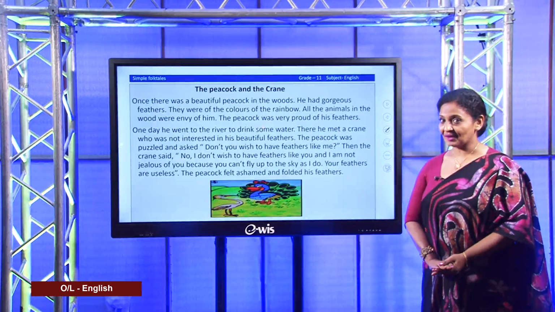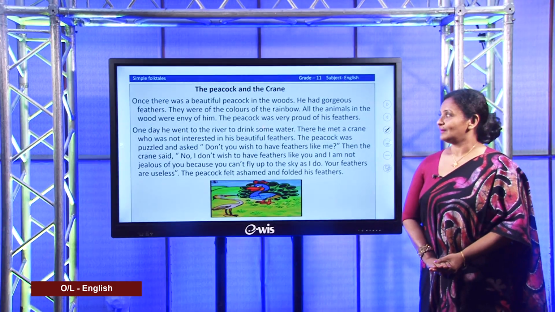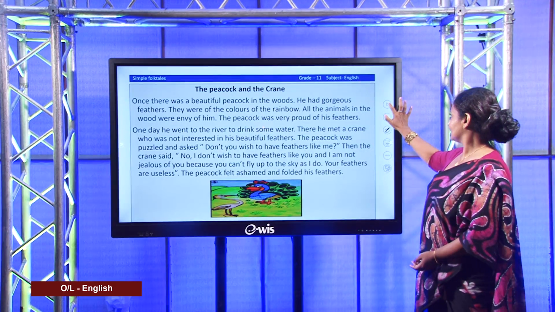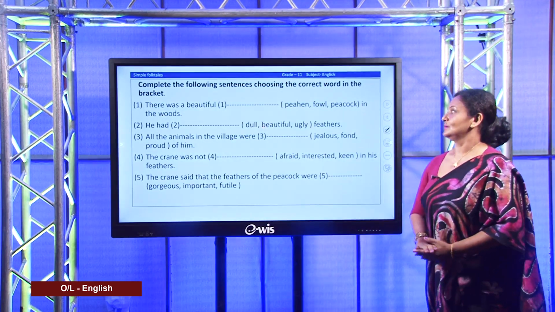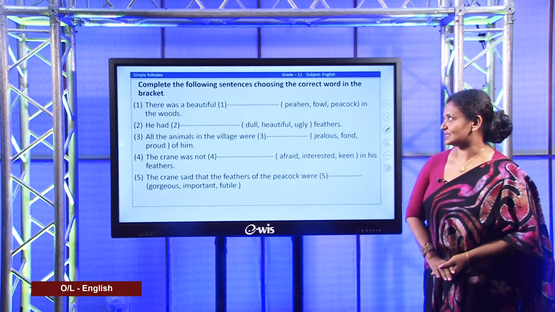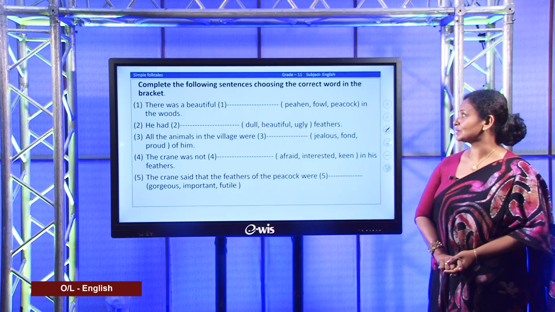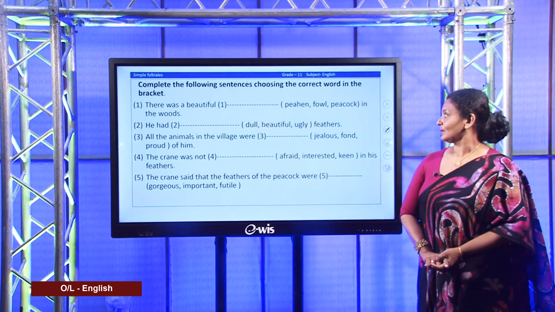I hope you have read the story now. Let's look at the activity. In this activity, you have to complete the following sentences choosing the correct word in the bracket.